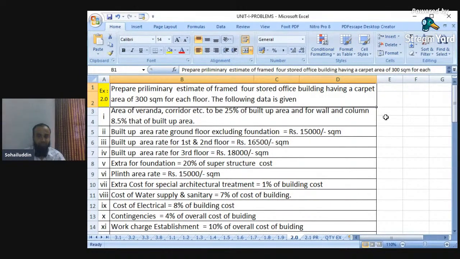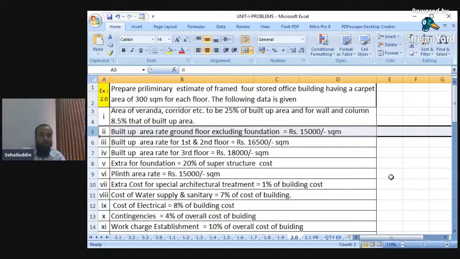Again, the built up area rate for the ground floor excluding foundations, the different rates are given. Now these heads, serial numbers 2, 3, 4, are most important. Serial number 2 says the built up area rate of the ground floor excluding foundations, the plinth built up area rate, is nothing but 15,000 excluding foundations.